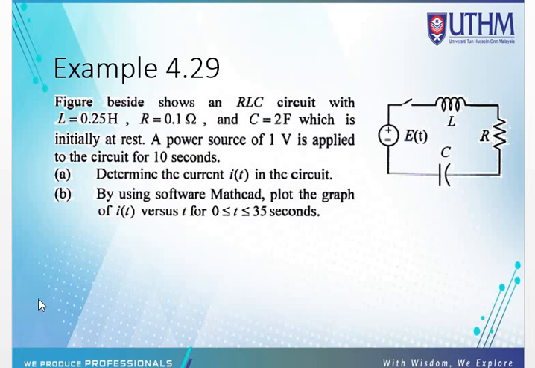Now let's go to another example. The figure beside shows an RLC circuit with L equal to 0.25 H, R equal to 0.1 ohm, C equal to 2 farad, which is initially at rest. A power source of 1 volt is applied to the circuit for 10 seconds. First, determine the current i(t) in the circuit. Then, by using the software method, plot the graph of i(t) versus t for t less than 35 and more than 0.